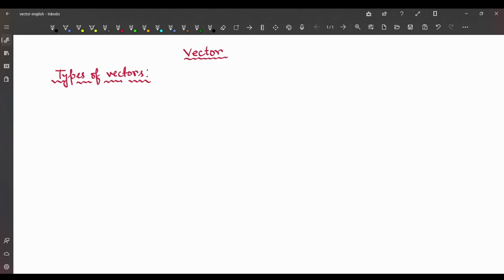Number 6. Orthogonal vector. If two vectors are mutually perpendicular to each other, then those are known as orthogonal vectors. Here p vector and q vector are perpendicular, then these are treated as orthogonal vectors. The dot product or scalar product of two orthogonal vectors is always 0.